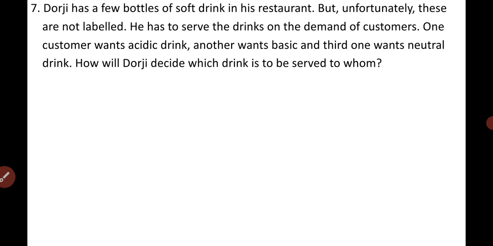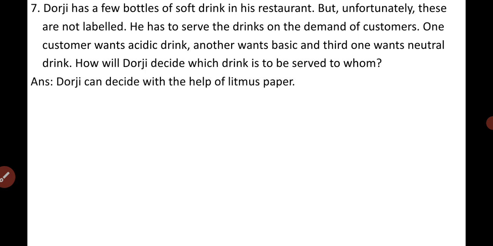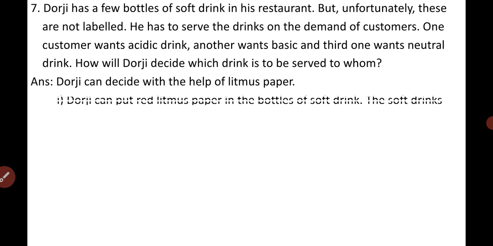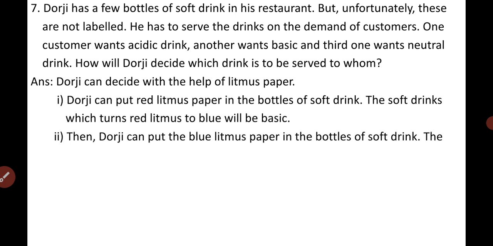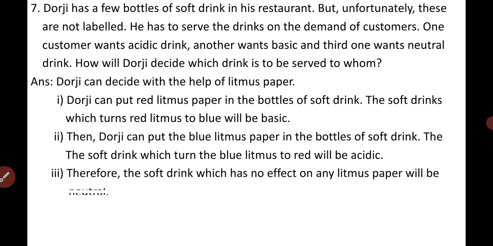Let's begin then, the answer. With the help of litmus test, with the help of litmus paper, Dorji can decide which drink is to be served to whom. First point: Dorji can put red litmus paper in the bottles of soft drink. First of all, Dorji has to take a red litmus paper and dip it in all of the bottles which are there in the restaurant.